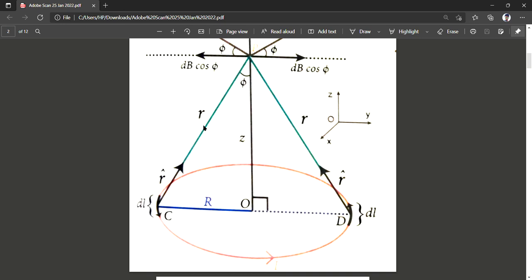So using the Pythagoras theorem, you have to find out the value for small r. How will you find out? You have to use the Pythagoras theorem, that is PC square equal to CO square plus PO square. So PC square, that is small r square, equal to CO square, which is R square, plus Z square. So small r square value is R square plus Z square. Here sin phi equal to capital R by small r. What is the small r value? Small r equal to root of R square plus Z square.